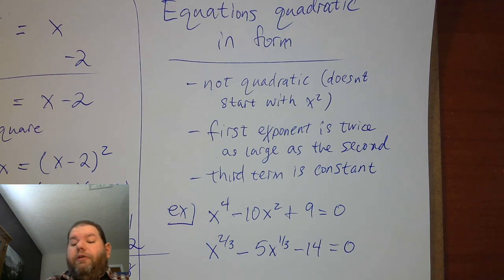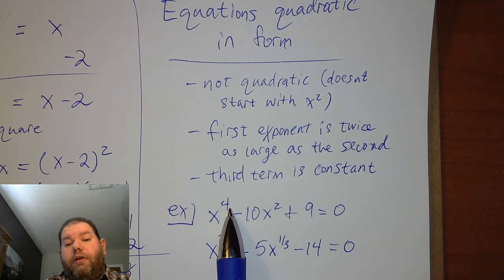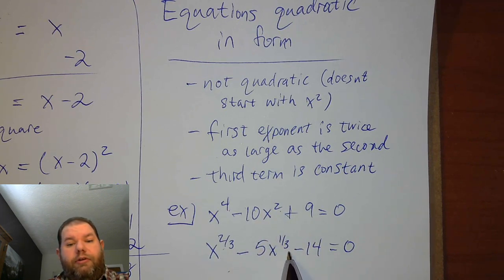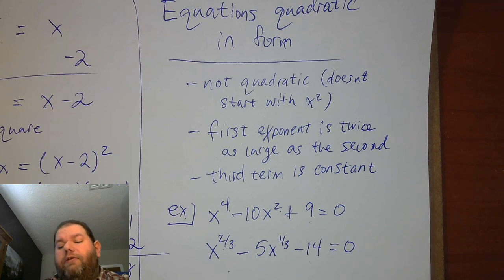Alright. Now, we notice that these fit all three conditions. They don't start with x squared. The first exponent is twice as large as the second. So 4 is the same as 2 times 2, and 2/3 is the same as 2 times 1/3. And the third term is a constant in both cases, the 9 and the negative 14. Sometimes we'll refer to these as quadratic-like equations because they look and behave like quadratics without actually being quadratic. So the idea is that we can still factor these exactly the same way we would factor a quadratic equation.